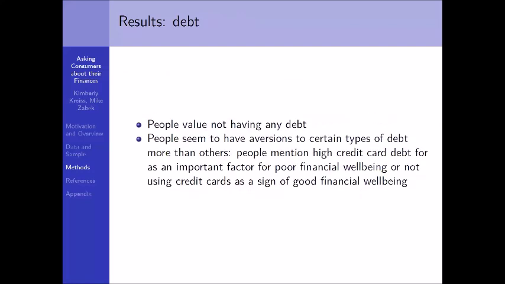So debt was another one that came up a lot as well. Probably unsurprisingly, people value not having any debt, and people are generally really averse to debt. But there is also the caveat that people seem to have aversions to certain types of debt more than others. People were kind of okay with having mortgage debt, which makes a lot of sense. Student loan debt, people didn't like. Also high credit card debt came up in both categories. So people talked about either having high credit card debt or not having to assume credit card debt as an important predictor of financial well-being.